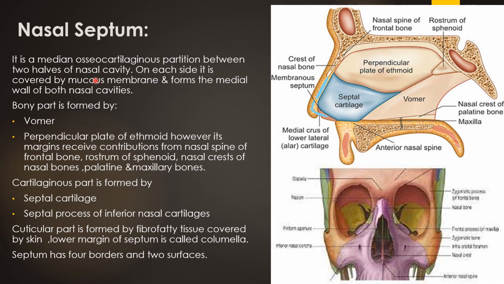So what is the nasal septum? The nasal septum is a median osteocartilaginous partition between the two halves of the nasal cavity. On each side, it is covered by mucous membrane and forms the medial wall of both the nasal cavities. Yes, we know that. And as I described, it is osteocartilaginous, so the bony part of the nasal septum you can appreciate in this diagram.